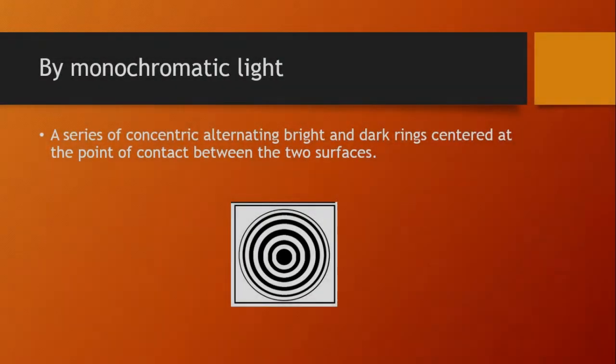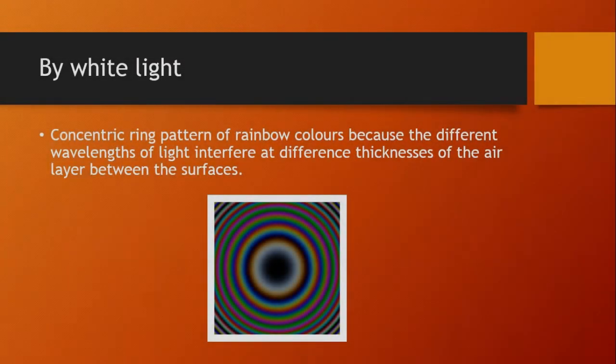If we take monochromatic light and observe the Newton rings obtained, we will get a series of concentric alternating bright and dark rings, centered at the point of contact between the two surfaces. And we will get a ring pattern of rainbow colors because the different wavelengths of light interfere at different thicknesses of the air layer between the surfaces.